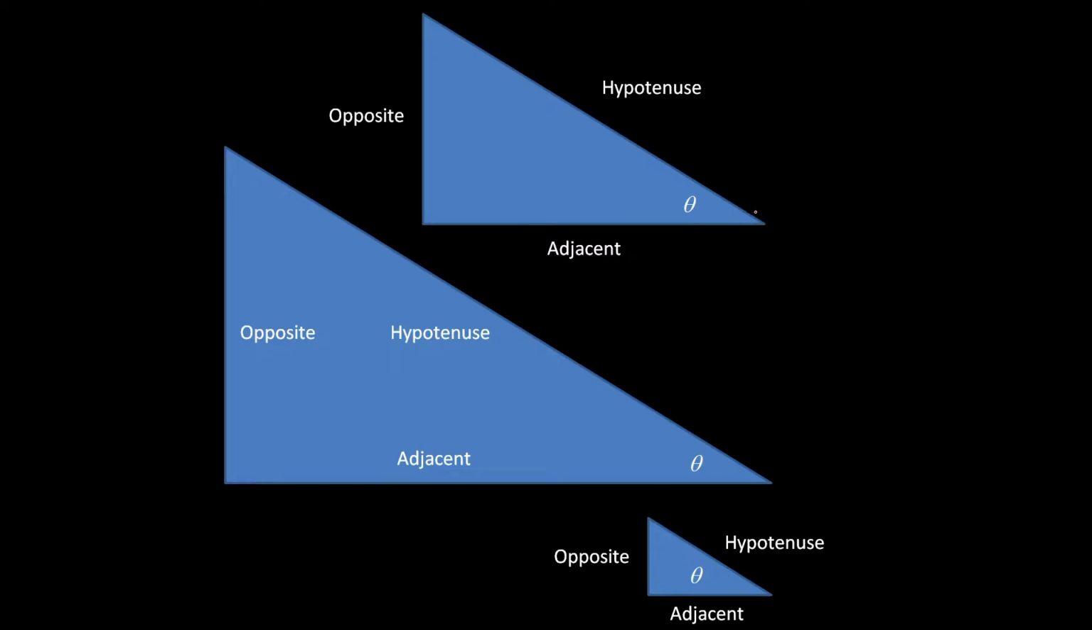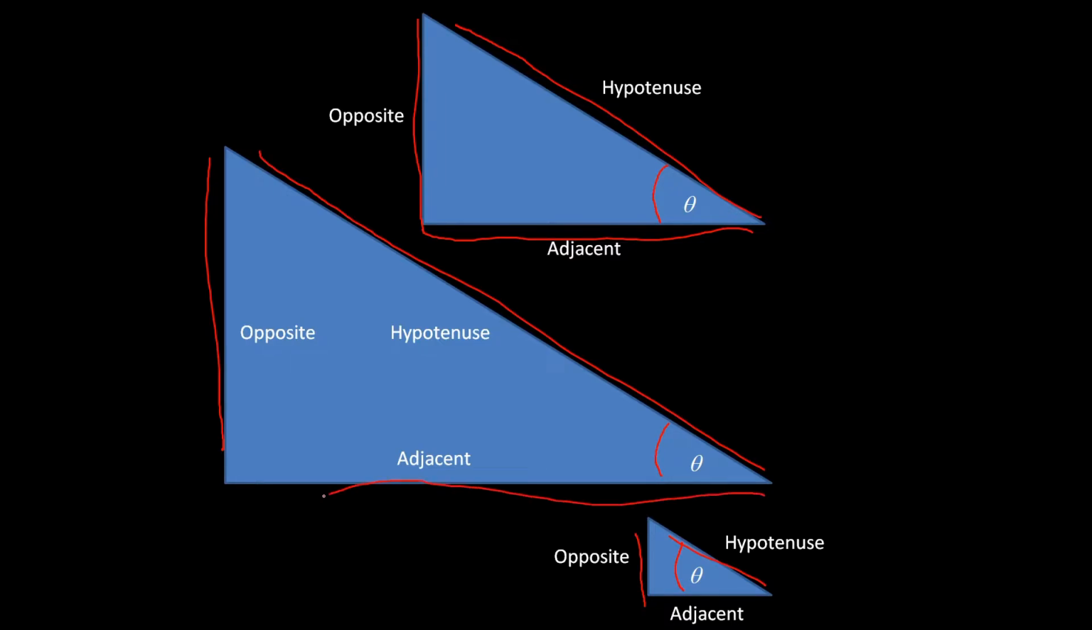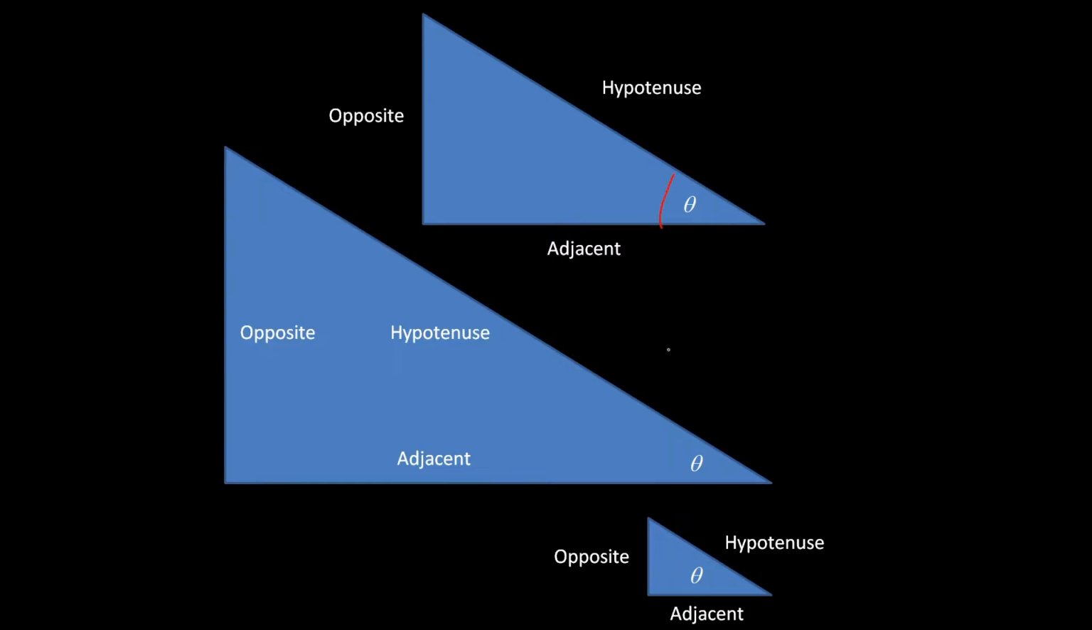Now, I have 3 right triangles here. And all of these right triangles have the same angle here. All these angles are the same. However, everything else is different. They all have a different hypotenuse. They all have different opposite legs. They all have different adjacent legs. Everything about these right triangles is seemingly different except for the angle. The angle looks to be the only thing that's the same here.